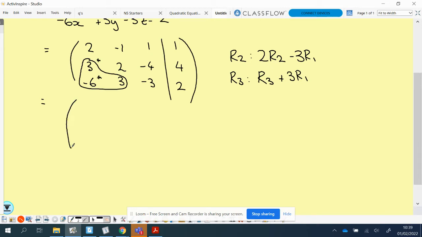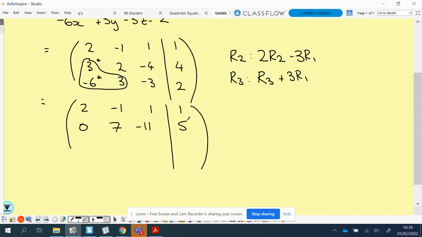So row 1 is going to stay the same. Now let's do row 2. That's 2 lots of row 2 take away 3 lots of row 1, so I get a 0 there, which is what I wanted. 2 lots of row 2 gives me 4, take away 3 lots of negative 1, that's really adding 3, so 4 plus 3 is 7. 2 lots of negative 4 is negative 8, take away 3, that's negative 11. 2 lots of 4 is 8, take away 3 lots of 1, so 8 take away 3 is 5. So that's my second row.